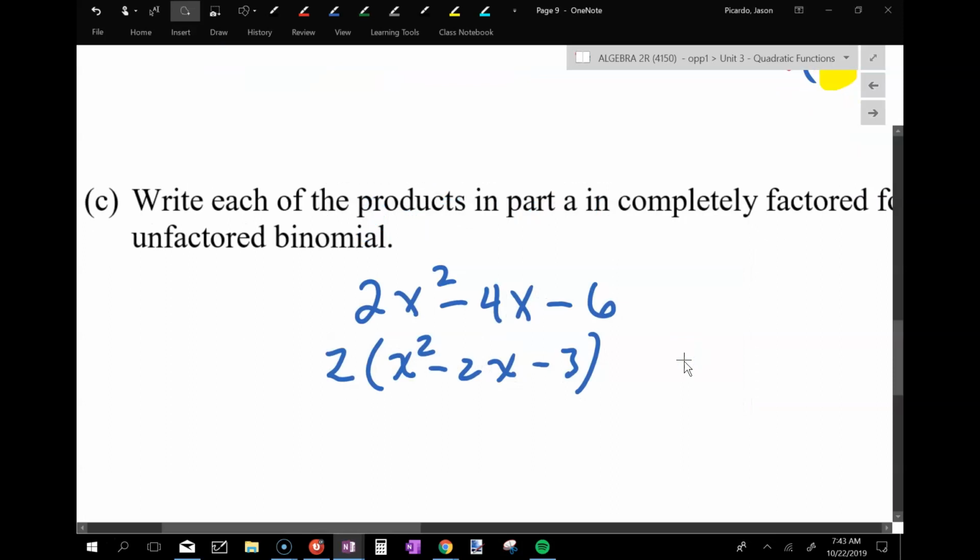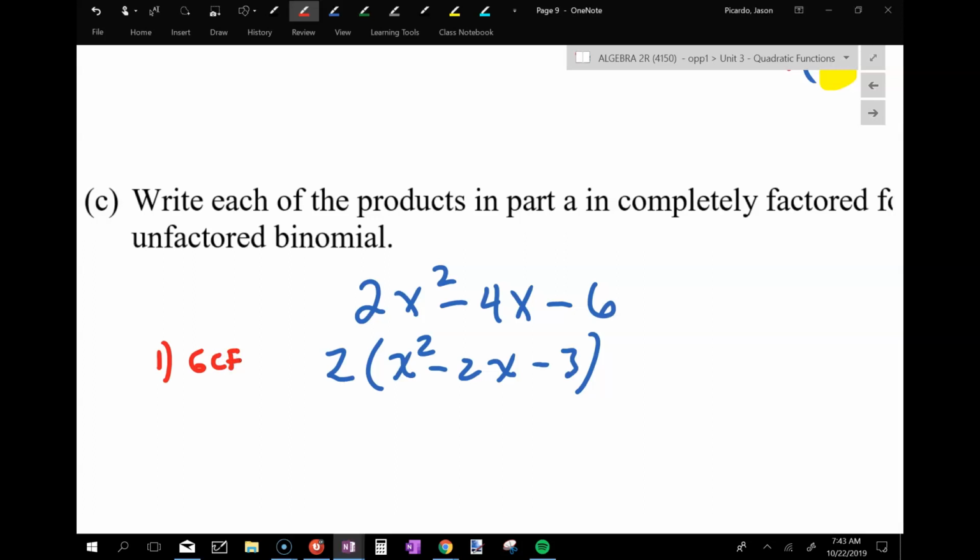All right, so step number 1, we took out the GCF. But guys, what do you notice is in the parentheses? X squared minus 2x minus 3. And if I gave that to you on the board on Friday, what would you have done? Okay, I'm going to ask this question differently. Ready?